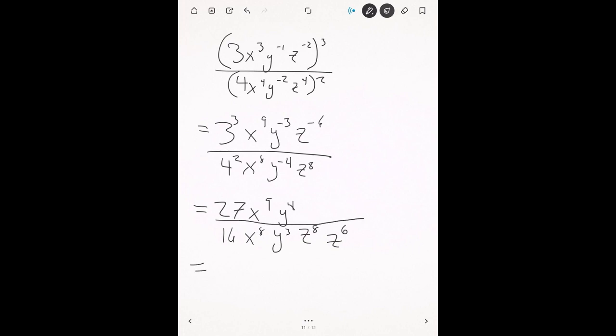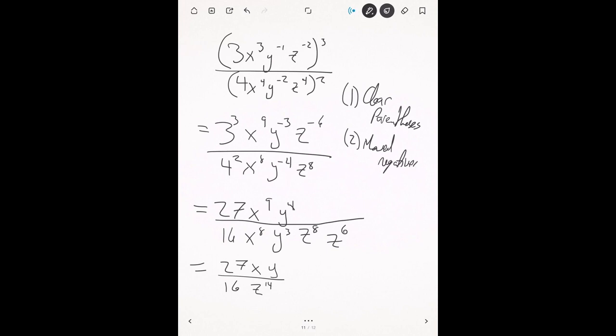And then let's see what we have. 27, 16. X to the 9 over x to the 8 is just x to the 1st on the top. Y to the 4th and y to the 3rd is y to the 1st on the top. And z to the 14th on the bottom. And that should be it. The only other step we did first was clear parentheses. Once we cleared parentheses, we then moved negatives. And once we did that, we just simplified like normal.